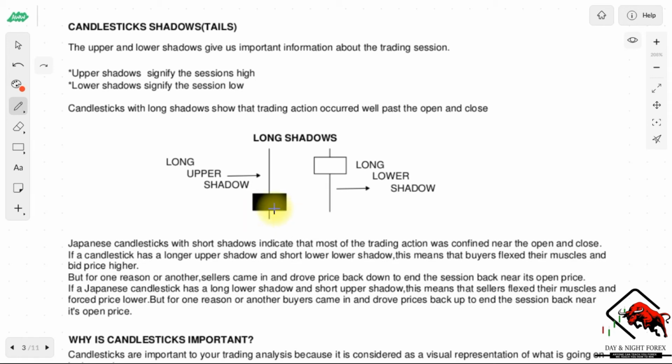So now the buyers are in control, and here the sellers are gaining control bit by bit. But remember what we said: when the candlestick's real body is shorter, that means the momentum is not as much as compared to a long candlestick that has a long body.